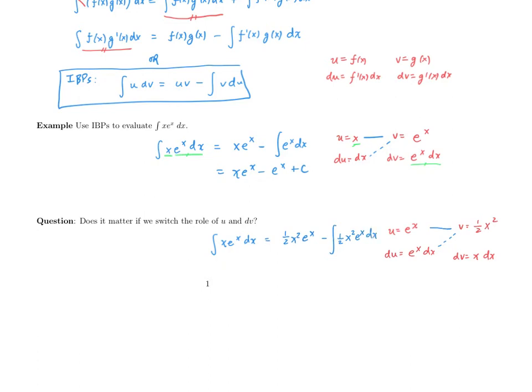And note what has happened here. The resulting integral that we have to evaluate has gotten more complicated. Whereas in the previous example, that resulting integral was simpler and easier to evaluate. So in this case, more complicated is not good. So the choice that you pick for the u and the dv absolutely makes a difference.